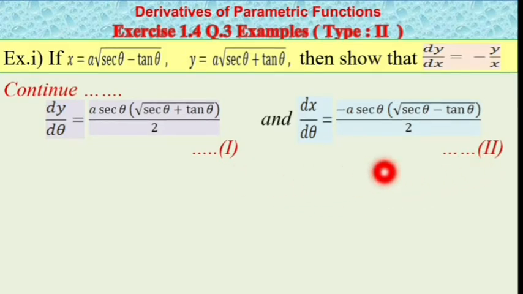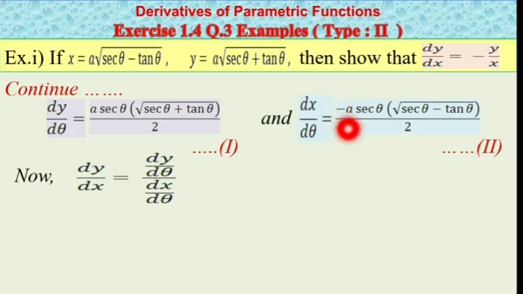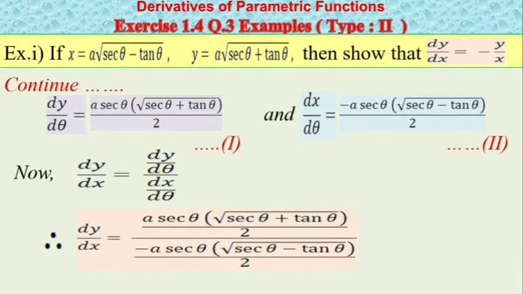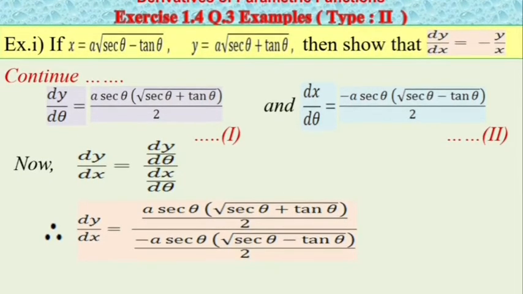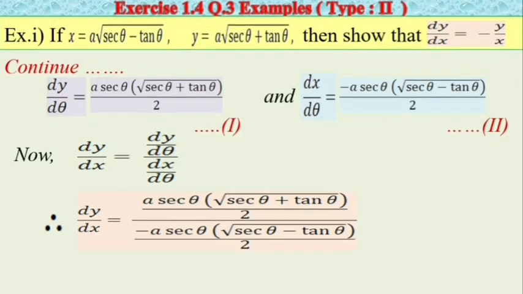Okay, now we know the theorem of derivatives of parametric functions, that is dy by dx equal to dy by d theta whole divided by dx by d theta. Now only substitute the value of dy by d theta from equation 1 and dx by d theta from equation 2, then the equation becomes dy by dx equal to a sec theta into bracket root of sec theta plus tan theta divided by 2 whole divided by minus a sec theta into bracket root of sec theta minus tan theta divided by 2.